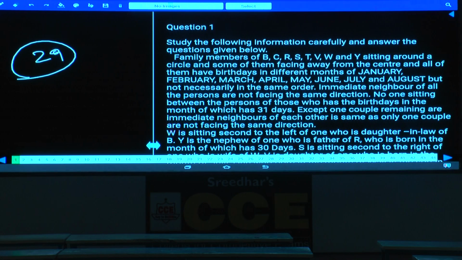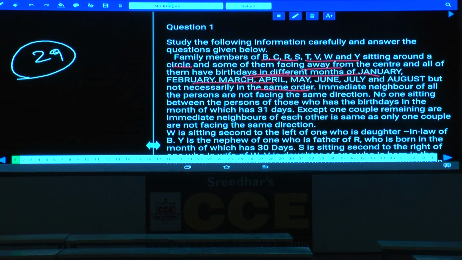Family members B, C, R, S, T, V, W and Y are seated around a circle, and some of them are facing away from the center, and all of them have birthdays in different months, but not necessarily in the same order. Hence, 8 persons belong to a family, some persons are facing towards the center and some away from the center, and each has a birthday in a different month from January, February, March, April, May, June, July and August. 8 persons, 8 consecutive months.